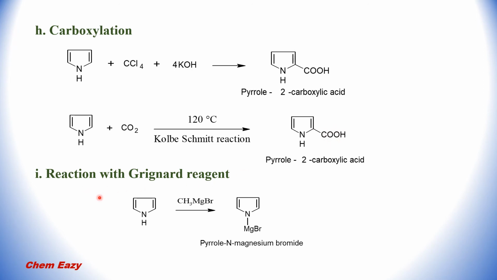Whenever pyrrole reacts with a Grignard reagent, that is alkyl magnesium halide, position 1 is substituted, not position 2. Here we are getting pyrrole N-magnesium bromide.